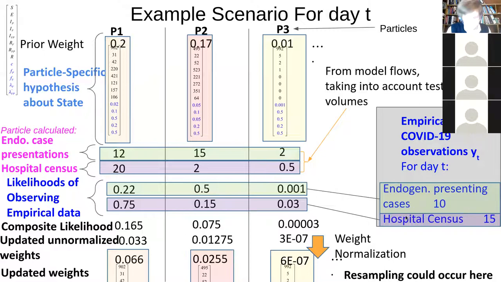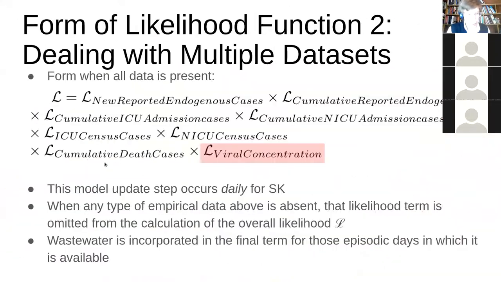But we also have data from the world about those things. And so each particle's belief about what these should be can be compared with the corresponding data from the world. And we can compute a likelihood, right? We could say, how likely is it if there's 12 actual endogenous cases, if the model believes there should be 12, and we actually see 10, what would be the likelihood of observing 10 instead? We can associate a number with that. That's what these likelihood things do.